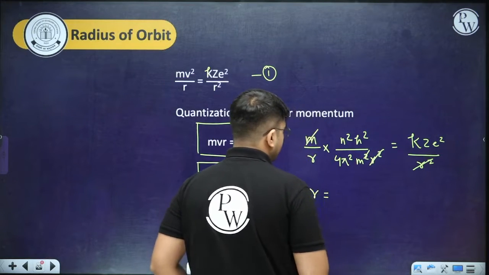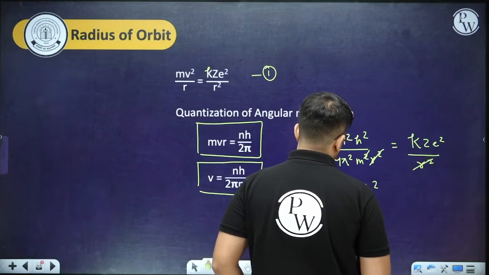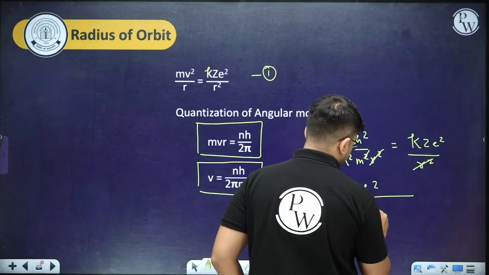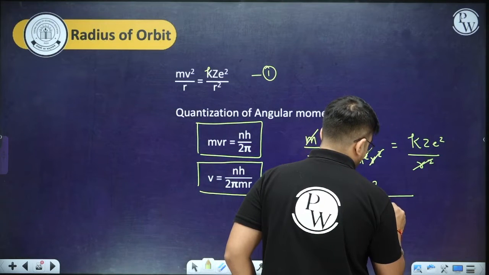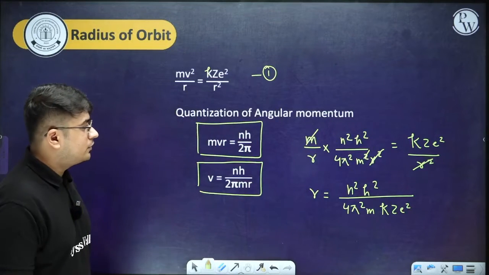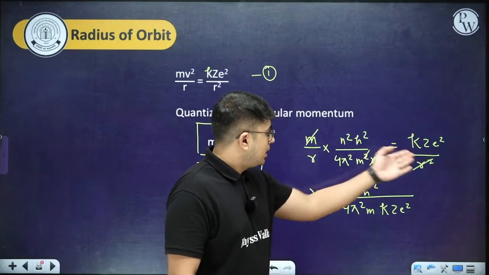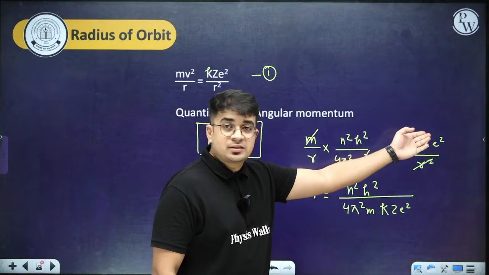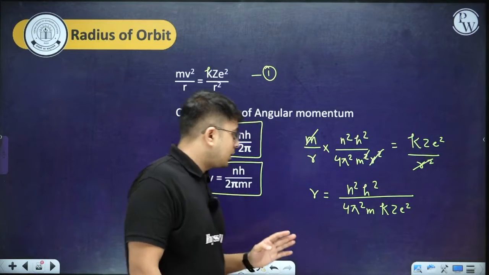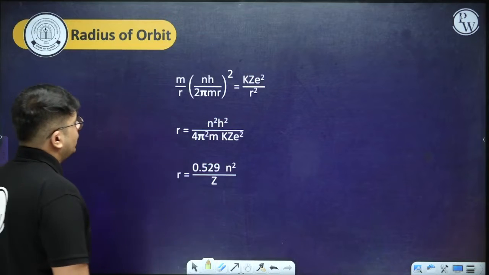r will be equal to n square h square upon 4 pi square m k Ze square. That will be the final value. You can see that I have correlated the entire part: r square and h square cancel, r moves to this side, and this entire part comes down, so that will be n square h square upon 4 pi square m k Ze square. Okay, I hope this part is clear.